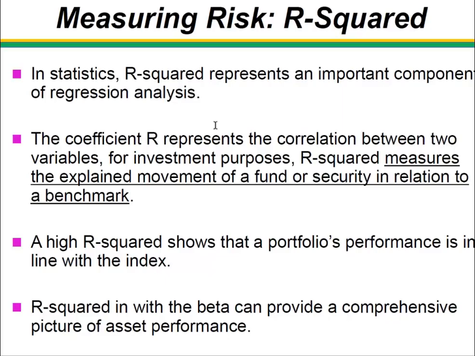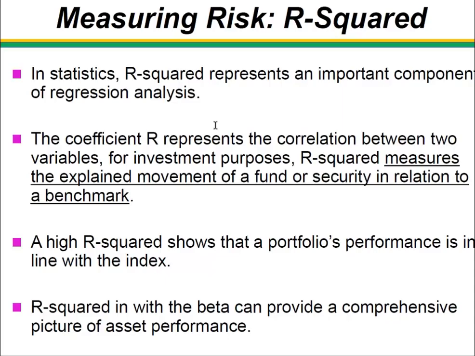In statistics, R squared is a fundamental component of regression analysis. It measures the proportion of variance in the dependent variable that's explained by the independent variable. For investment purposes, R squared measures the explained movement of a fund or security in relation to a benchmark. The coefficient R represents the correlation between the investment and its benchmark, and R squared tells us what percentage of the investment's movement can be attributed to market movements.